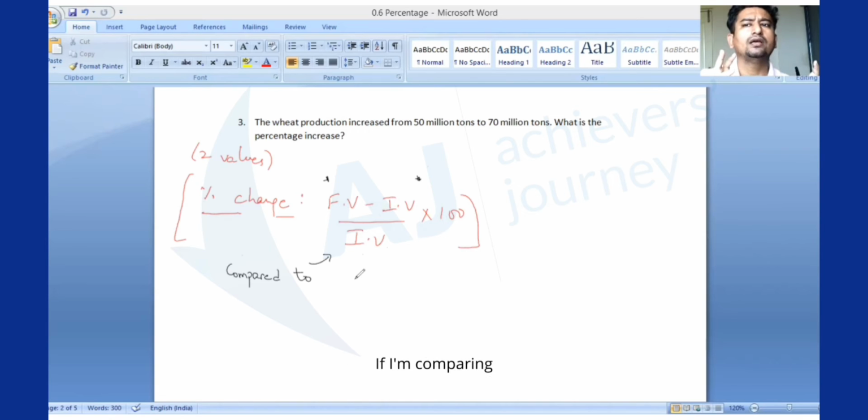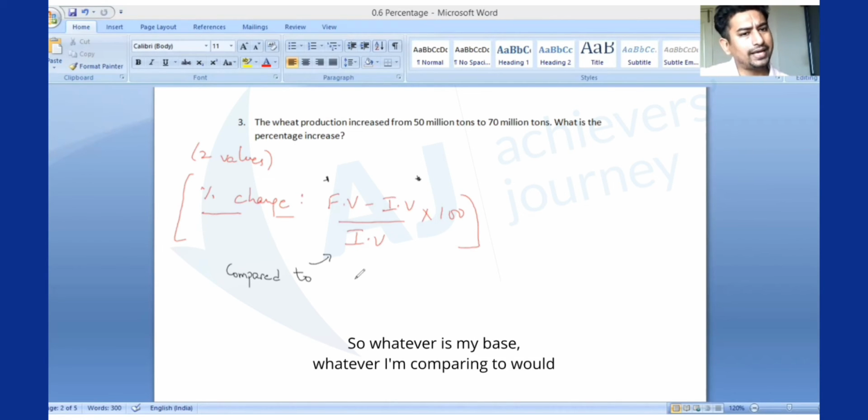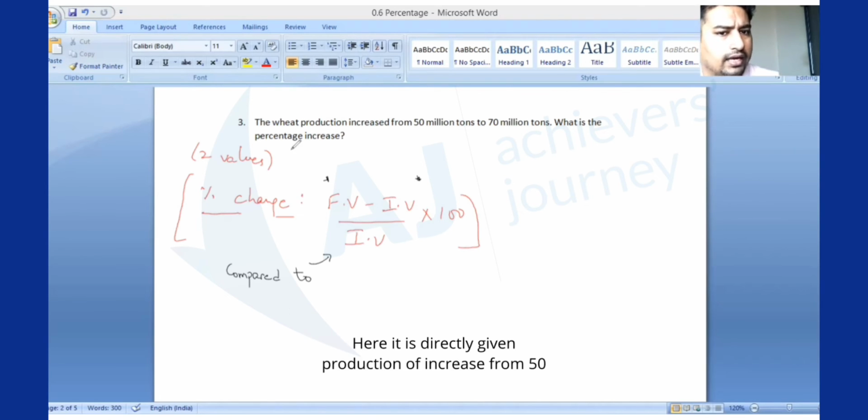If I'm comparing A with respect to B, so A is being compared to B, so B will be my initial value, right? So whatever is my base, whatever I'm comparing to would always be the initial value if it is not directly given. Here it is directly given. Production increases from 50 to 70. What is the percentage increase?